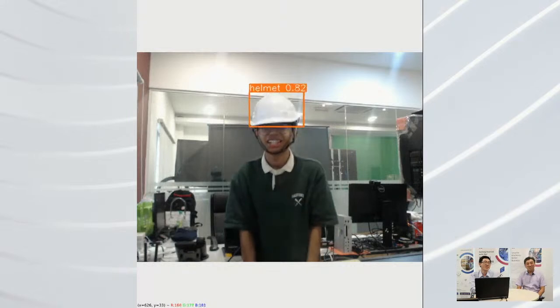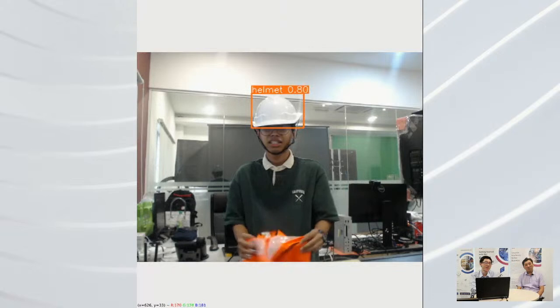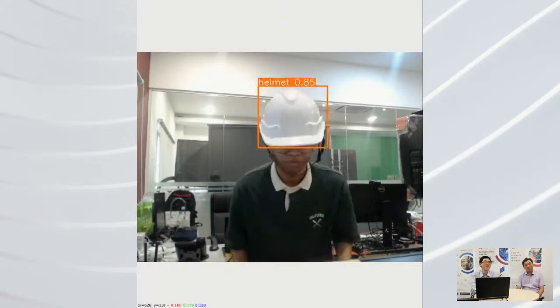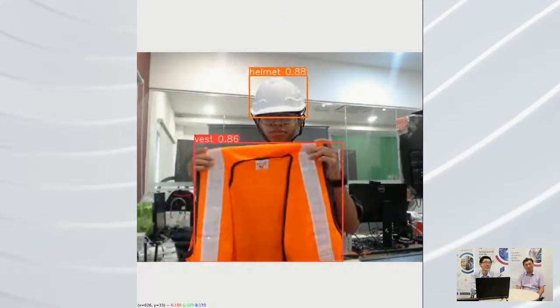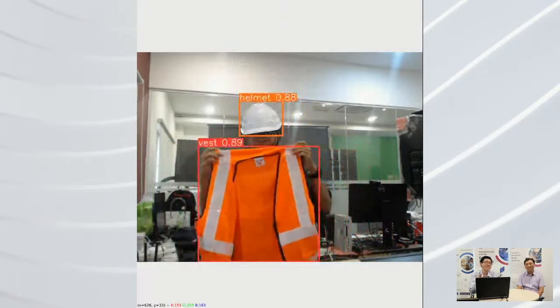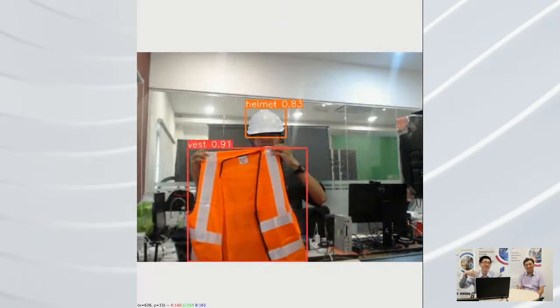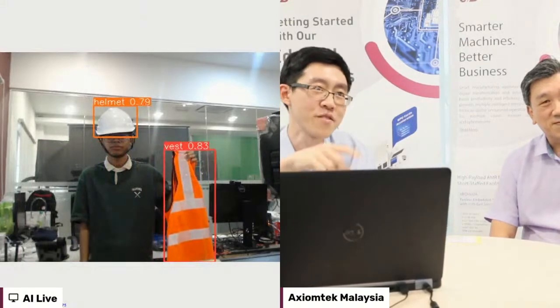Okay, so actually this one, the AI model we trained is only focusing to detect the helmet and the vest. So if the person is not wearing all these things, nothing will be detected. So this one is just our first part. Coming up, we will have a second part, maybe next week or next 2 weeks. We will show you, if the person is not wearing the helmet or the vest, the AI will draw another detection box telling you that one is not compliant.